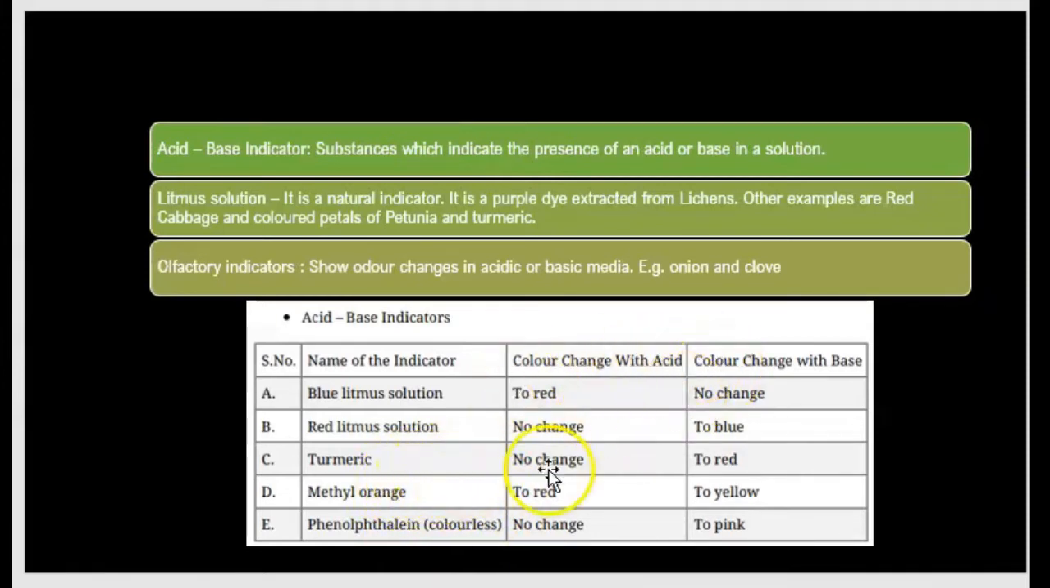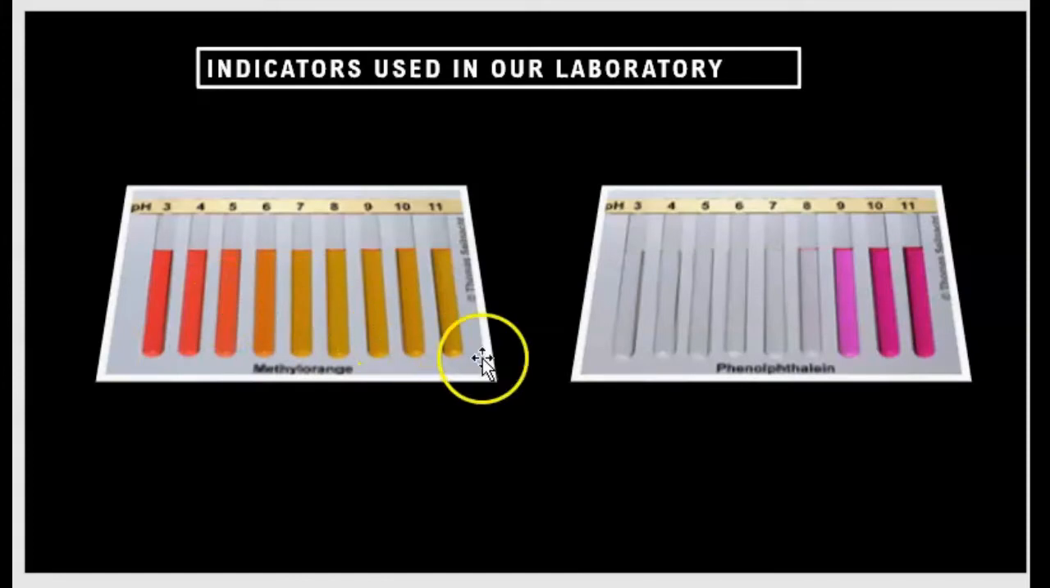And the color change with acid is red, and the color change with base, the methyl orange shows yellow color. In the case of phenolphthalein, there is no color change with acid as it is colorless, and with base, phenolphthalein changes its color to pink. You can see here the difference in the color. This is methyl orange. At pH 3, it means it is acid, and at pH 11, it means it is base.